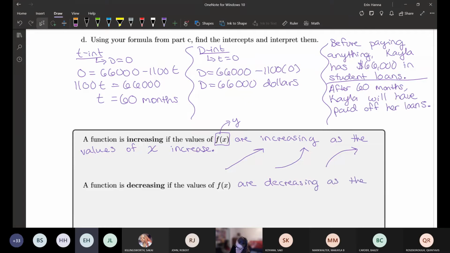As the values of x increase, the y values are still decreasing. So there are a couple options for that too. It can curve a little bit, as long as the y values are getting smaller as we move from left to right. So we are always viewing these as x increases.